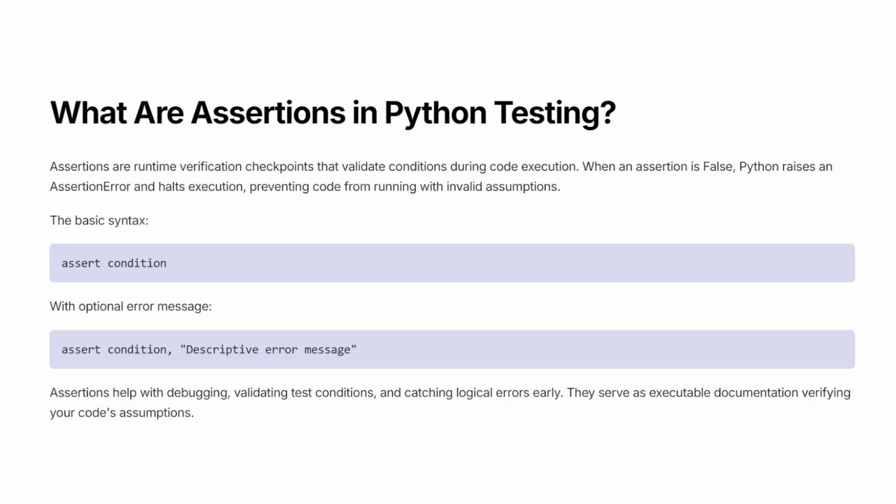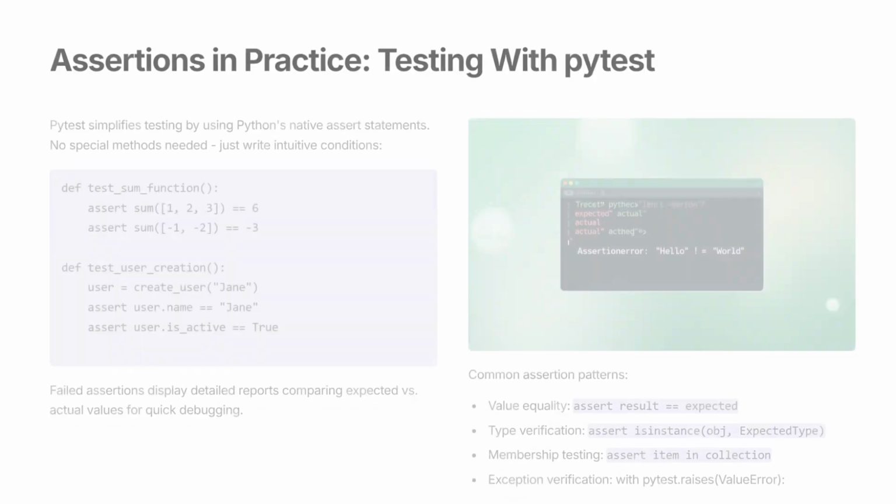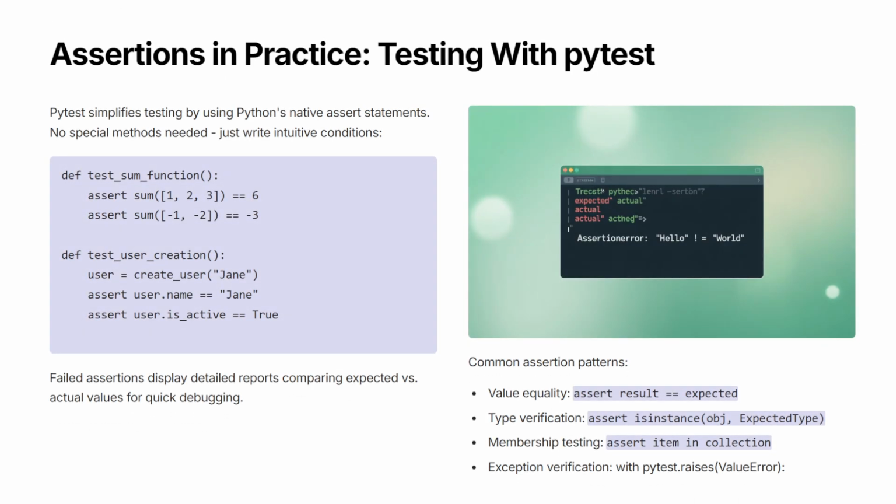So assertions actually help with debugging, validating test conditions, and catching logical errors early. They actually serve as executable documentation verifying your code's assumptions. So we'll further look at assertions in practice with testing with PyTest.